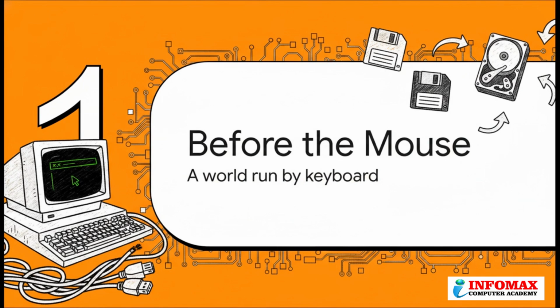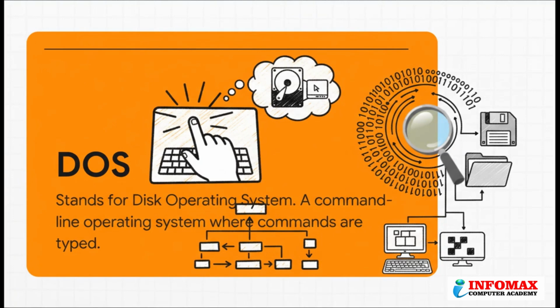So first up, let's dive into that world, the world before the mouse was king, the world that was run completely from the keyboard. So how did people actually get anything done? Well, the answer was something called DOS. That stands for Disk Operating System. And it was a command line operating system, which is just a fancy way of saying you had a direct conversation with the computer by typing. No pointing and clicking, just you and the keyboard.